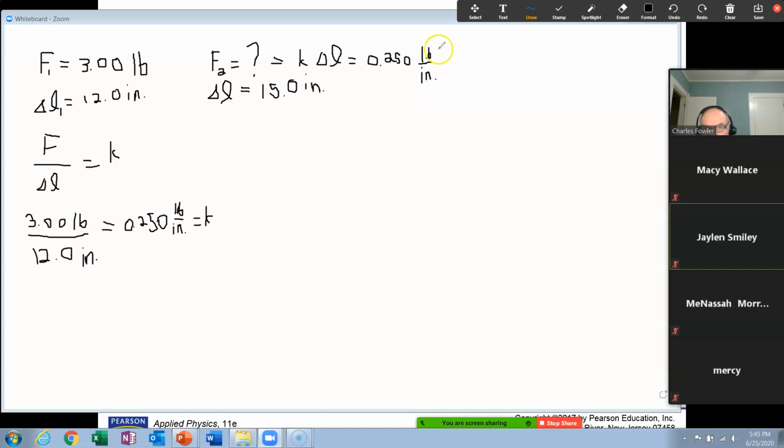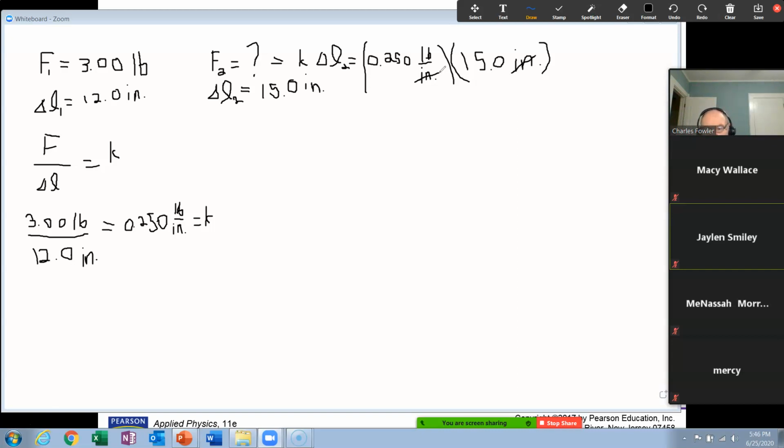multiplied by 15 inches. Your delta L here, this is delta L2. Multiply this by 15.0 inches. And this indicates that you must be doing it right, because notice your inches cancel out. One's in the denominator, one's in the numerator. And then pull out your handy dandy calculator.